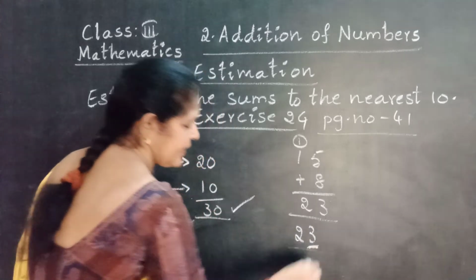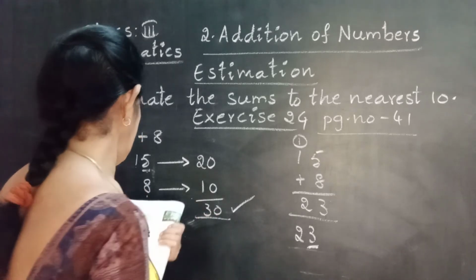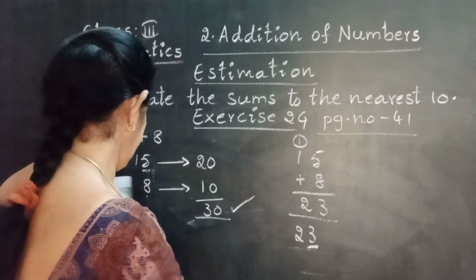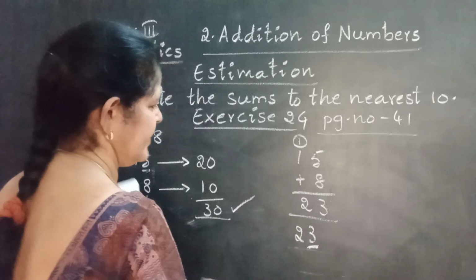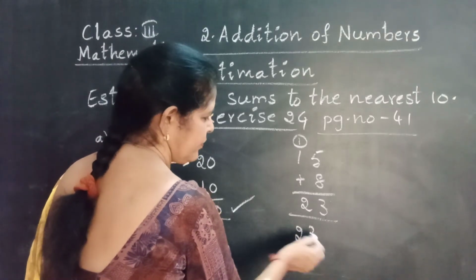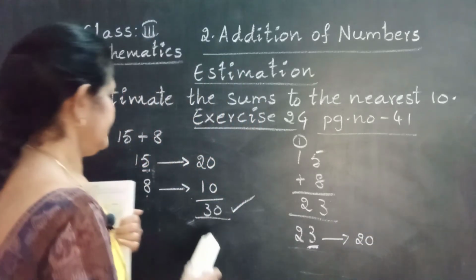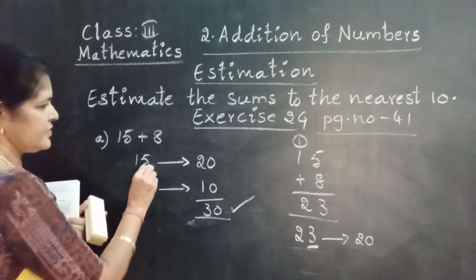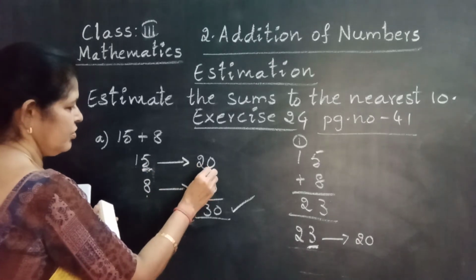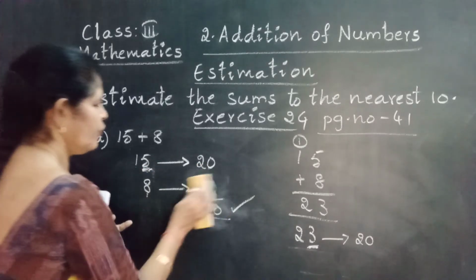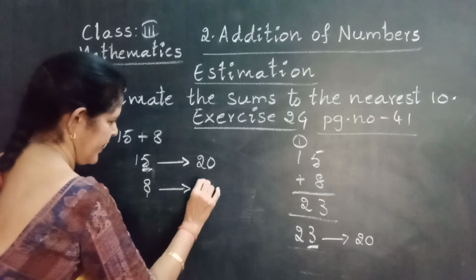In 23, 3 is in the ones place. 3 is less than 5, and you have to write only the estimation sum. That means 23 is nearest to 20. But here we get 30. Why? Here 15, 5 is equal to 5. Sorry, 8 is more than 5, so it goes to 10.